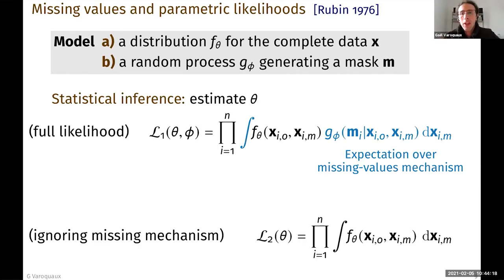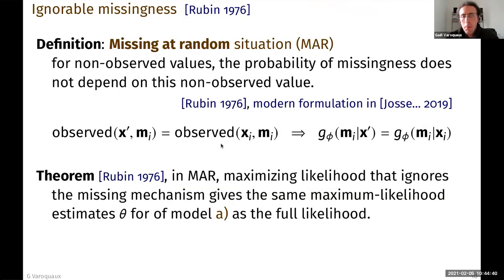So we can do something else that seems more, maybe not natural, but easier, which is to completely forget it, to ignore it, and to say, well, I'm just gonna marginalize over the non-observed entry using the data generating distribution for the complete data. And now there's a very important result by Donald Rubin, which tells us that in certain settings, it's legit to do this. I can actually ignore the missing value mechanism.